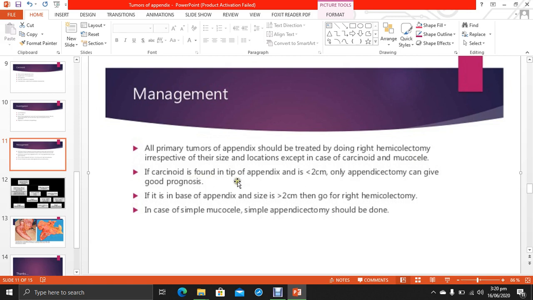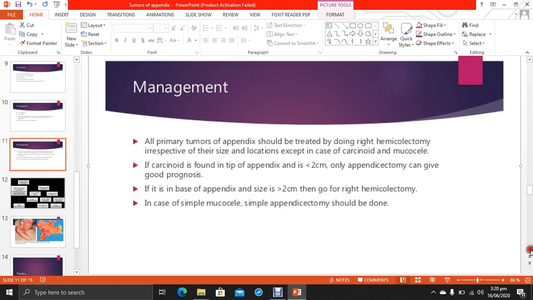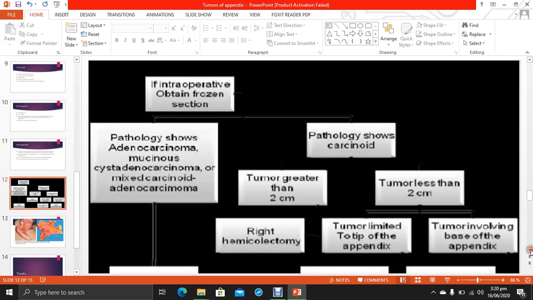If the carcinoid tumor is found at the tip of the appendix and the size is less than 2 centimeters, only appendectomy can be sufficient. If the carcinoid tumor is at the base of the appendix and the size is more than 2 centimeters, then it also needs right hemicolectomy. In the case of a simple mucocele, simple appendectomy is sufficient. So please concentrate on this diagram.